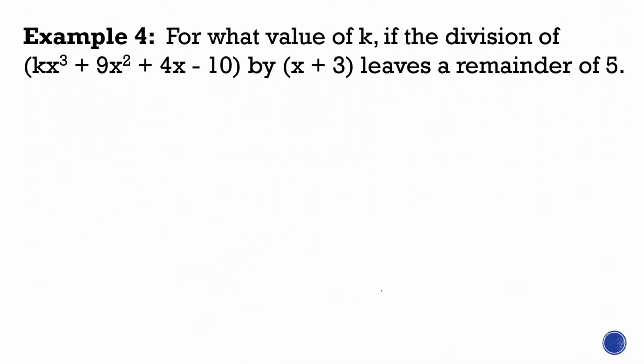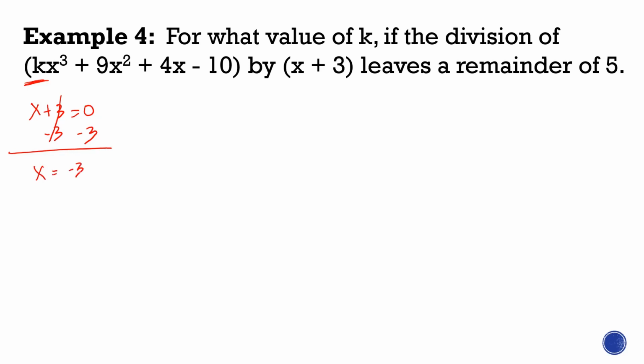Let's go to the next one. This is a different kind of question because what we need to solve here is for the value of k. So for what value of k if the division of kx cubed plus 9x squared plus 4x minus 10 by x plus 3 leaves a remainder of 5. So here we will start with x plus 3 equals 0, and then we will subtract 3 on both sides. Therefore, x equals negative 3.